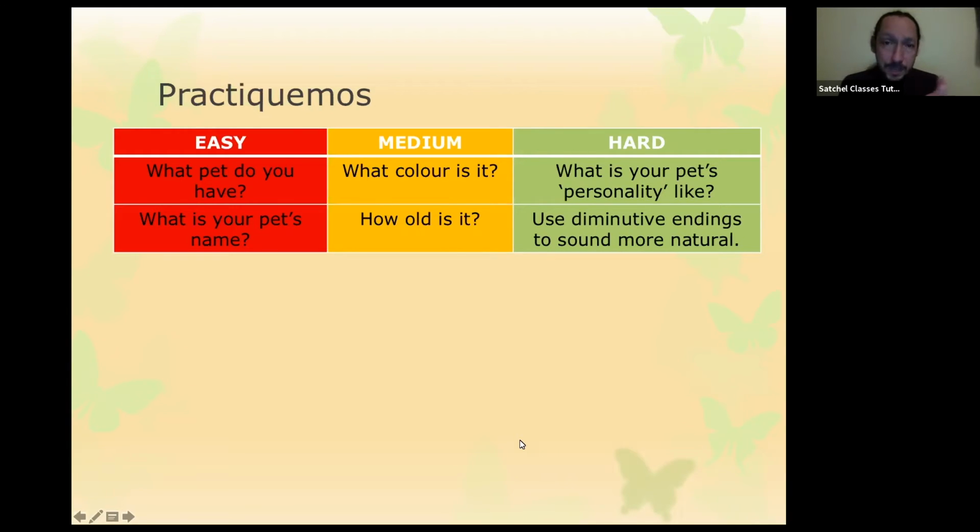Is it an intelligent pet? Is it a strong pet, an aggressive one, a lazy one? Just use whatever adjectives you want to use. And in my opinion, if you want to make it even better than what it already is, use diminutive endings to sound more natural. Instead of using perro, say perrito, or gatico, gatica.